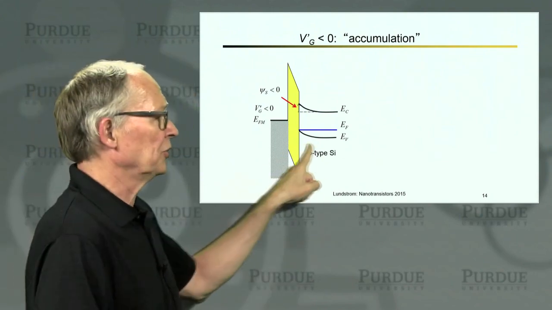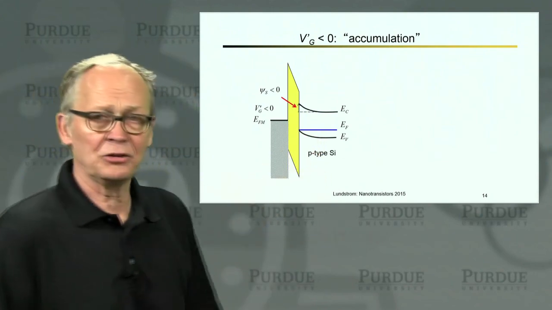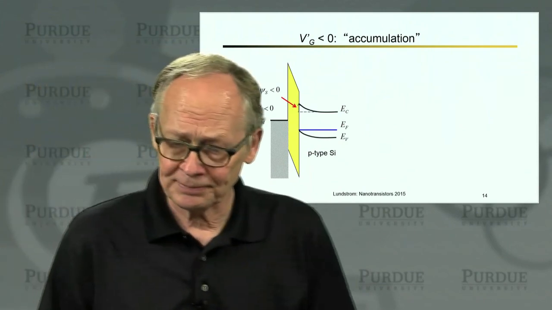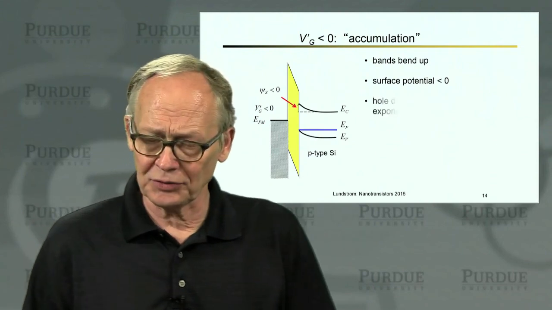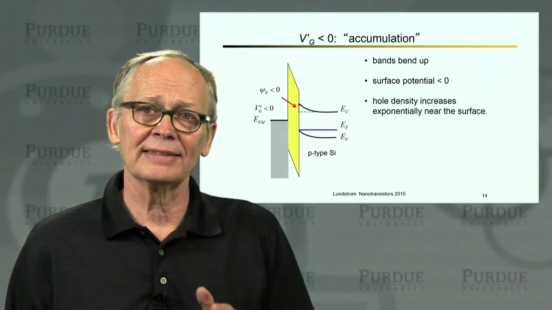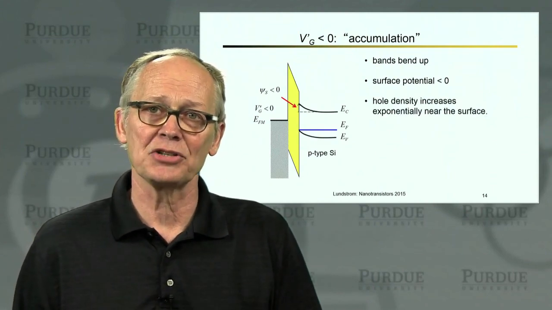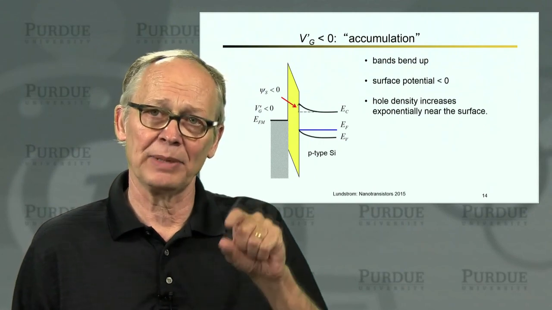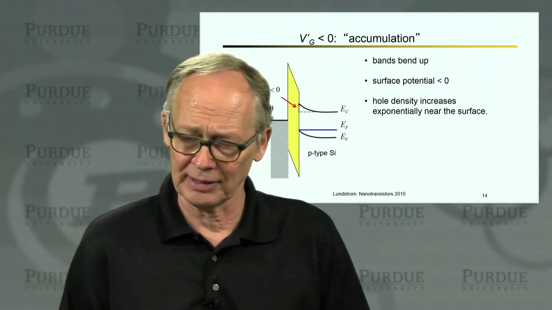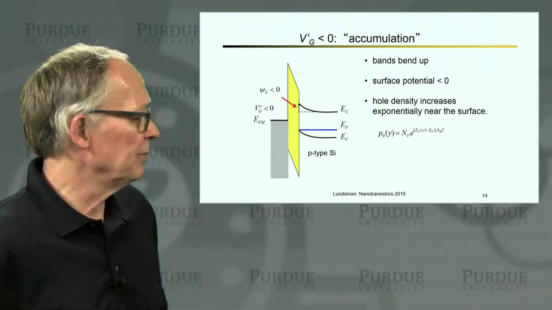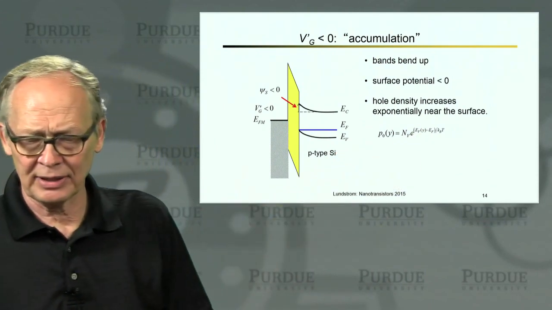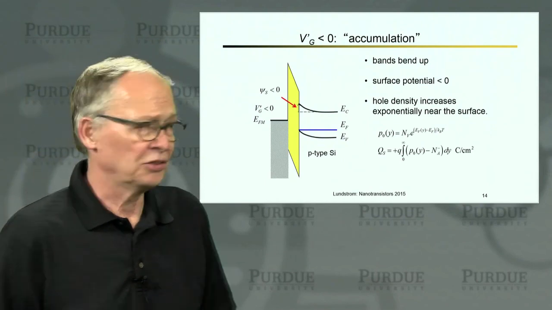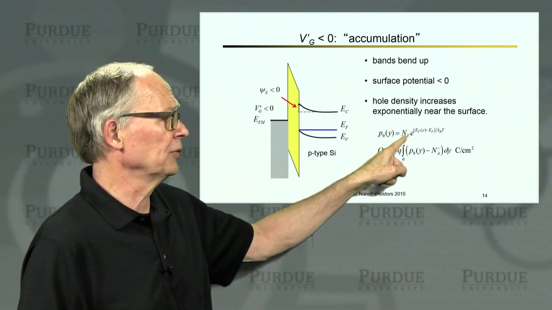If I pull the bands up, you can see I'm pulling the valence band towards the Fermi level. That means that as the bands bend up, due to this negative surface potential, the hole density is increasing exponentially because the top of the valence band is getting closer and closer to the Fermi level. So if I look at my expression for the hole density in terms of the top of the conduction band and the Fermi level, you can see that it's going to increase near the surface.